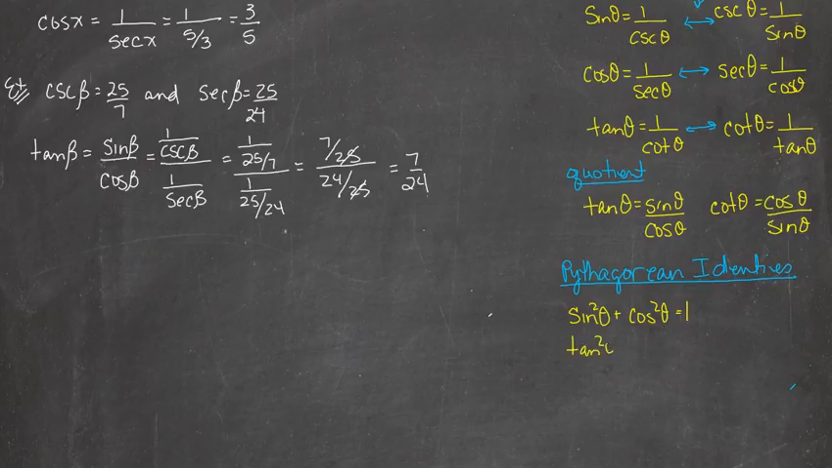Tangent squared theta plus 1 equals secant squared. And then the third one is cotan squared theta plus 1 equals cosecant squared of theta. So all are important, all are used often in trigonometry and in calculus, but the first one, just uber important.